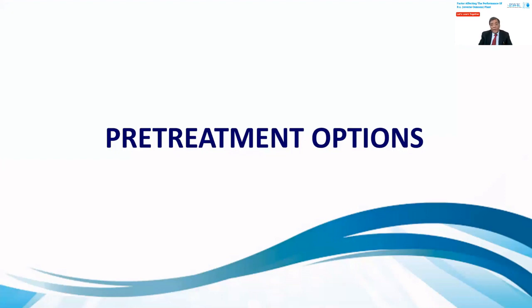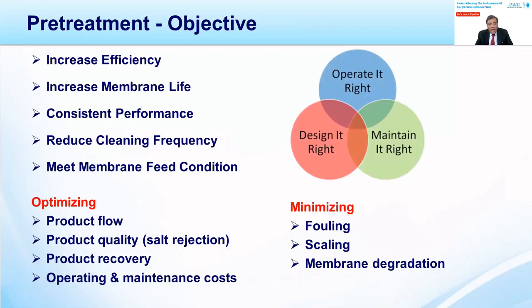Pretreatment options. Pretreatment options basically are to operate it right, design it right, maintain it right. That's the objective that we should focus on mainly in the pretreatment of an RO plant if we want to have long life of the membrane, if we want to reduce the cleaning frequency of the membranes. And only the pretreatment can ensure your long life and reliable operation.